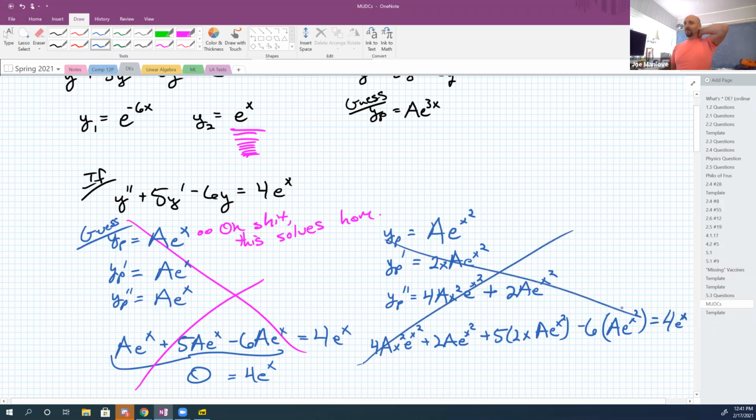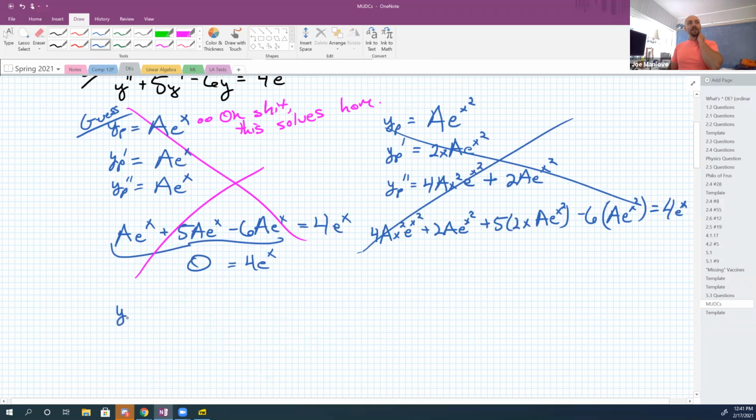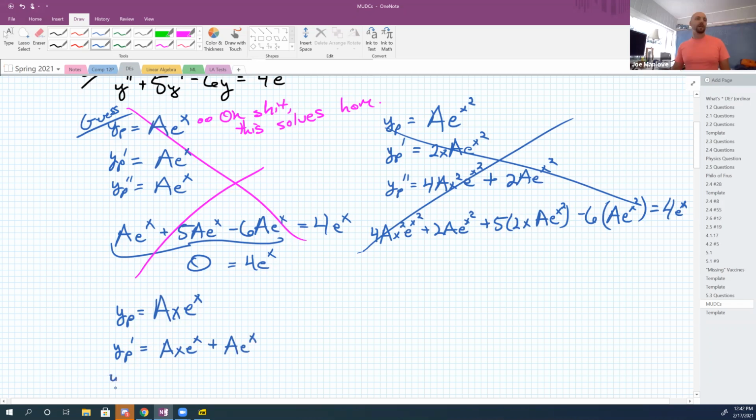So let me give away a little bit of punchline in the interest of not spending tons of time guessing. Let's guess yp is ax e to the x. I think throwing another x in there is a good idea. I'm going to throw it in this way because I think that the product rule is going to keep them kicking around. So we're going to look at yp prime. What am I going to get out of yp prime? Ax e to the x plus a e to the x. Perfect. And then yp double prime.